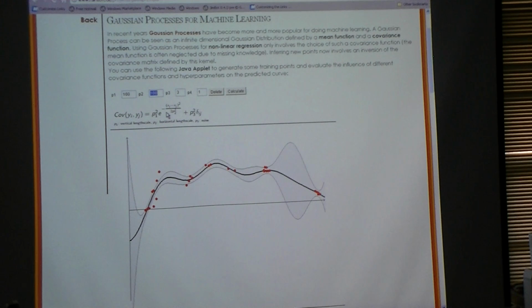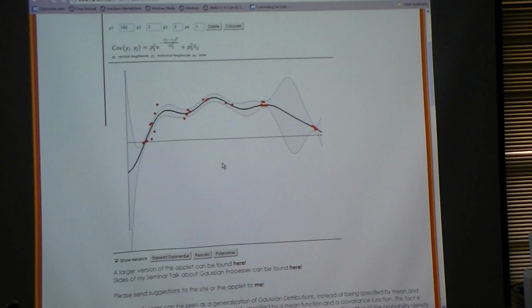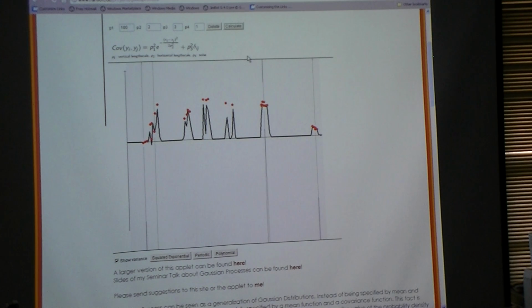For example, if you change it, take a minute, calculate. Well, maybe it's too small.